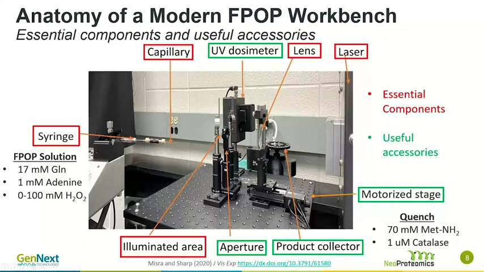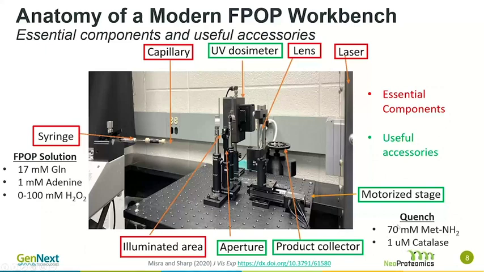The laser pulses. It's focused by a plano-convex lens down onto an area of the capillary, which is the illuminated area. This is the region where the actual oxidation occurs. And then once the oxidation occurs, it's pushed out of the capillary and into your quenching solution, which contains usually methionine amide and catalase. Again, I'll tell you why this is important later.